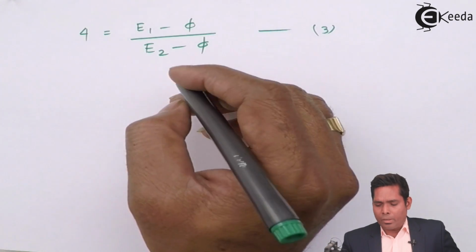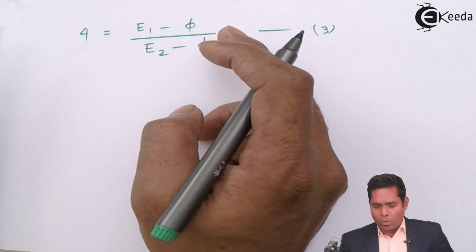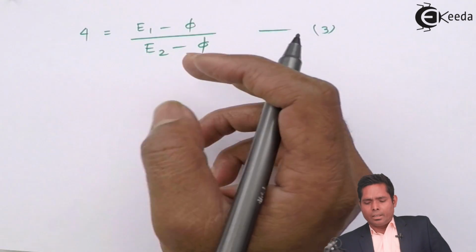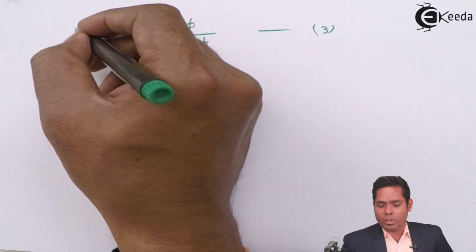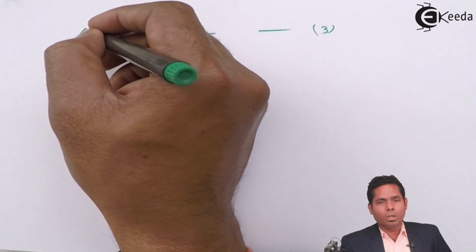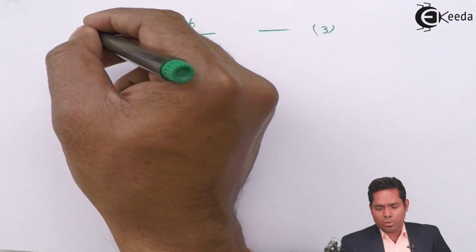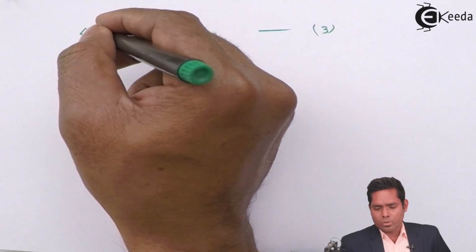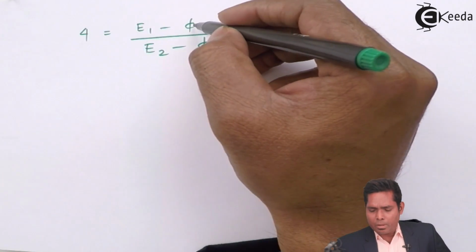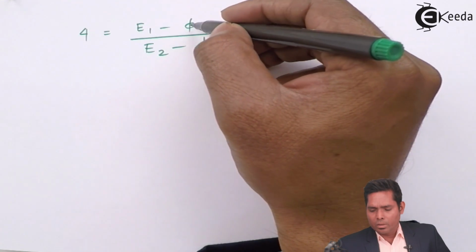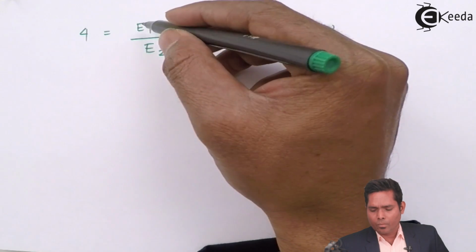How to find E1? This answer should be in electron volt. In this case it was not in electron volt, but in joule. But because of the ratio, if I convert that joule into electron volt, it will cancel out. So this is a number, nothing to do with that. This phi will be in electron volt, if I keep these two in electron volt.